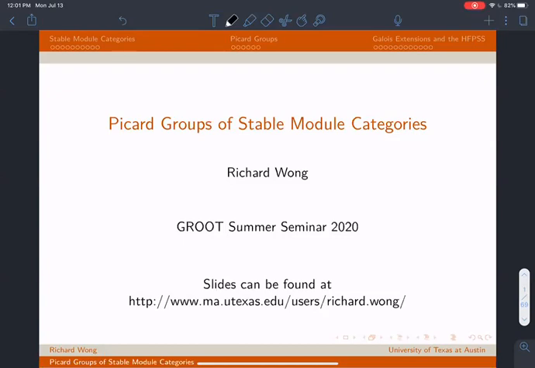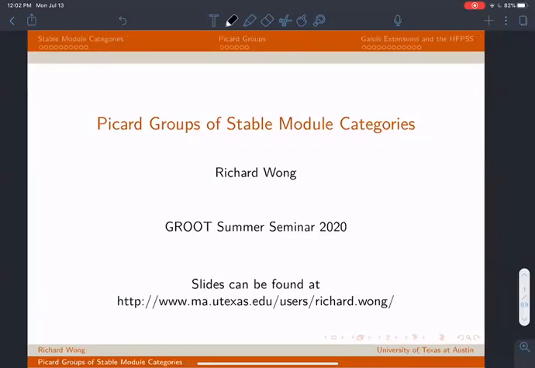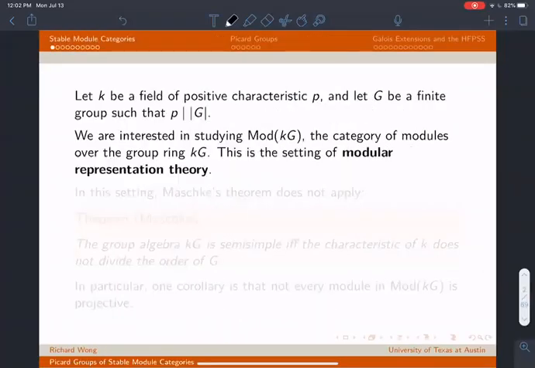Okay, so today I'm going to be telling everyone about Picard groups of stable module categories. The first thing I'm going to do is tell you what stable module categories are, and then I'm going to tell you what Picard groups are. And then I'm going to talk about computational tools that we have to compute said Picard groups. So we'll start with the stable module category.